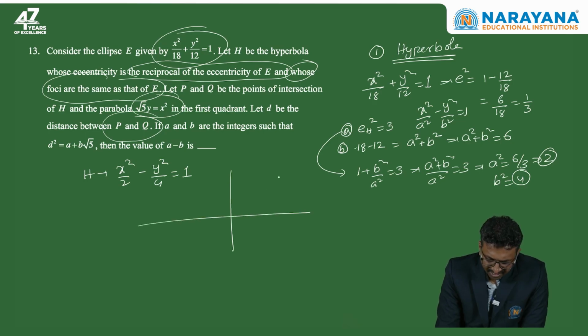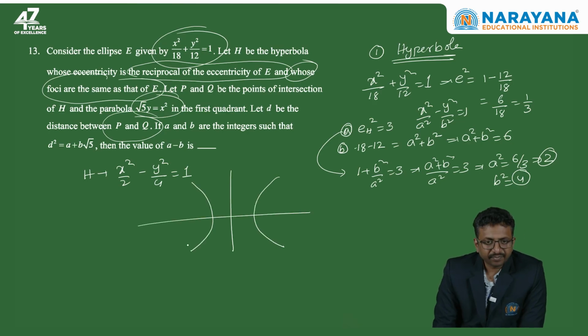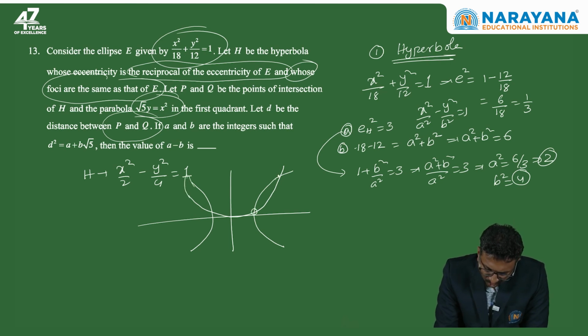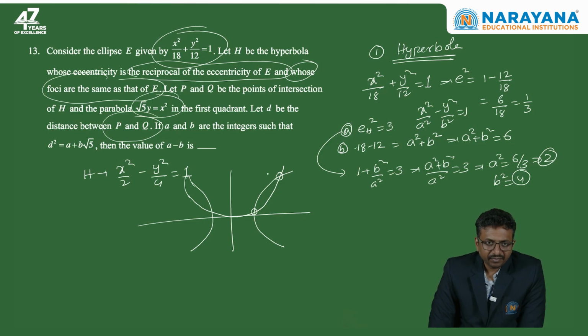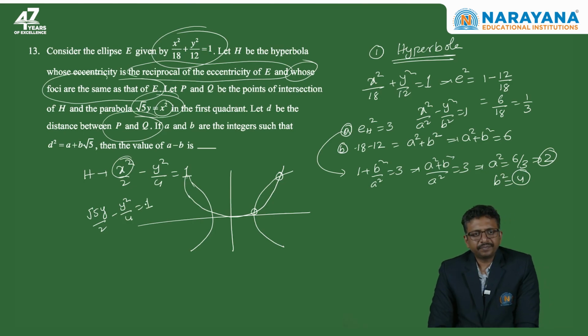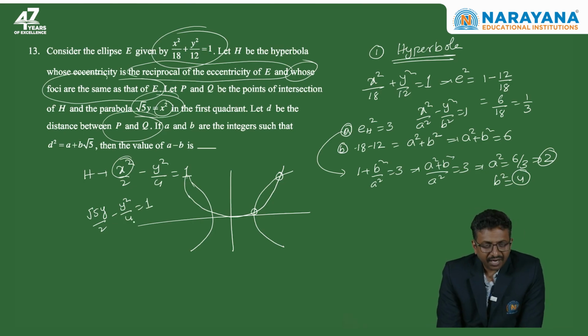So now you have this hyperbola something like this. Now you have the parabola, root y is equal to, so y is something times x square. So mostly the parabola will be like this. So these are the 2 points of intersection that they are talking about. So you can find the points of intersections, not a big deal. So x square is equal to root 5y. So you just have to put root 5y here. So root 5y by 2 minus y square by 4 is equal to 1. So you're going to get y1 and y2.